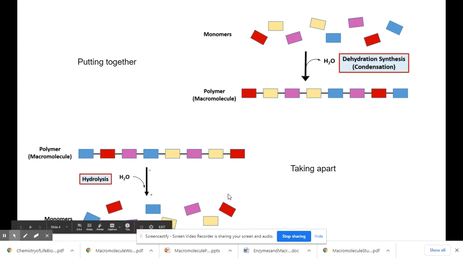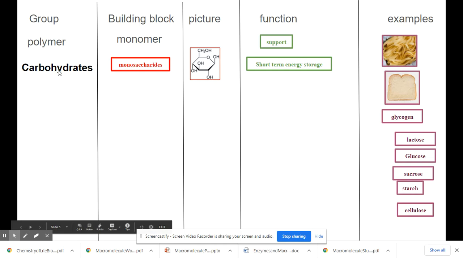So let's look at our four groups. Our first group are carbohydrates. Their building blocks are monosaccharides. Here's a picture. They're important for support and short-term energy storage. So we see cellulose, which is the fiber in our diets. It makes up the cell walls of plants. Starch, which is how plants store energy. Animals store energy through glycogen. And then lots of sugars.